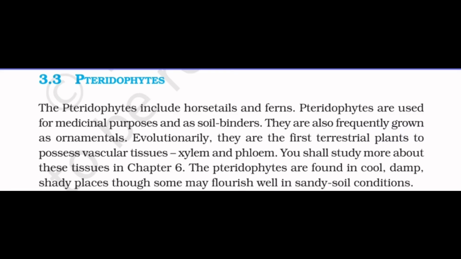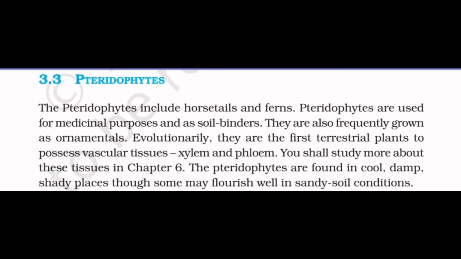Now let's start Pteridophyta. The pteridophytes include horsetails and ferns. Pteridophytes are used for medicinal purposes and as soil binders. They are also frequently grown as ornamentals. Evolutionarily, they are the first terrestrial plants to possess vascular tissues, xylem and phloem. You shall study more about this tissue in chapter 6.